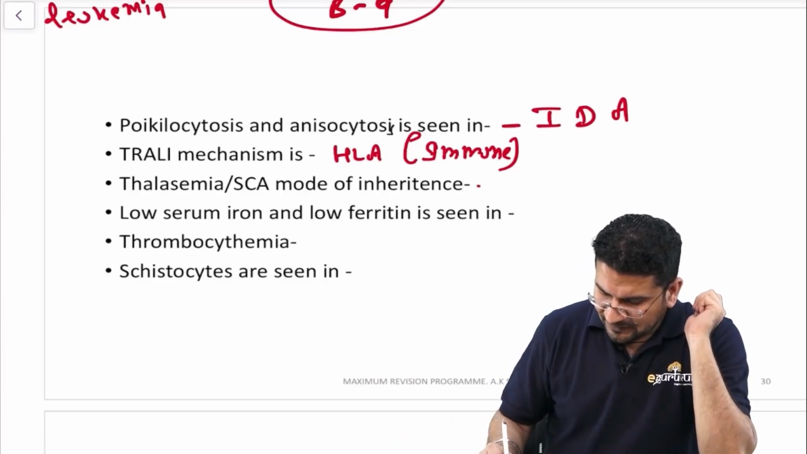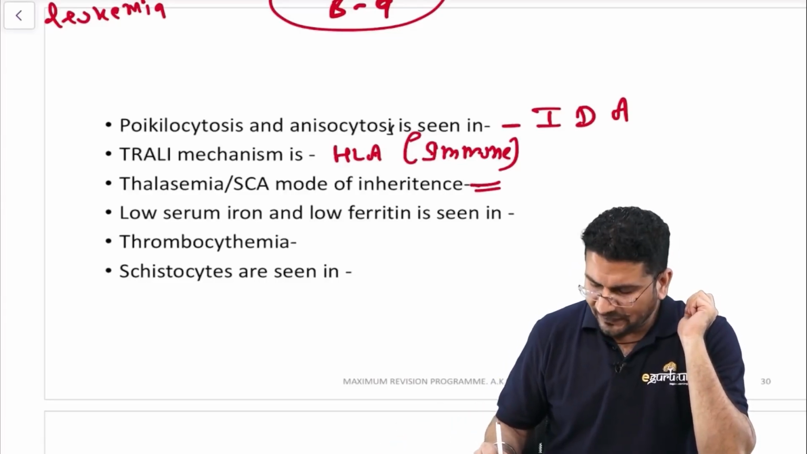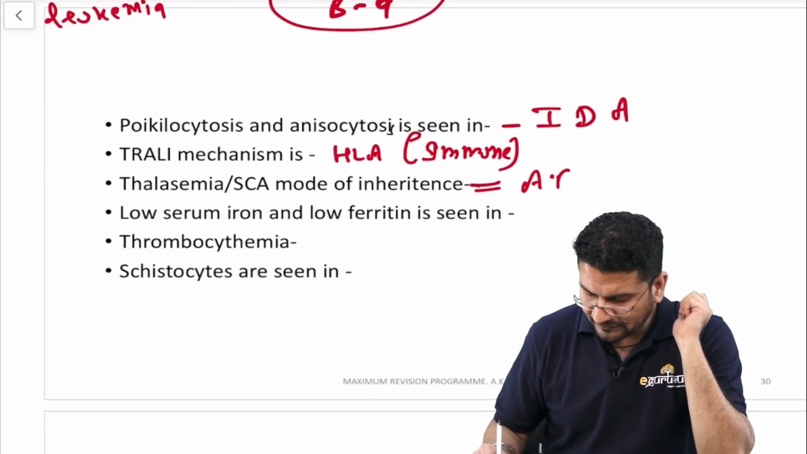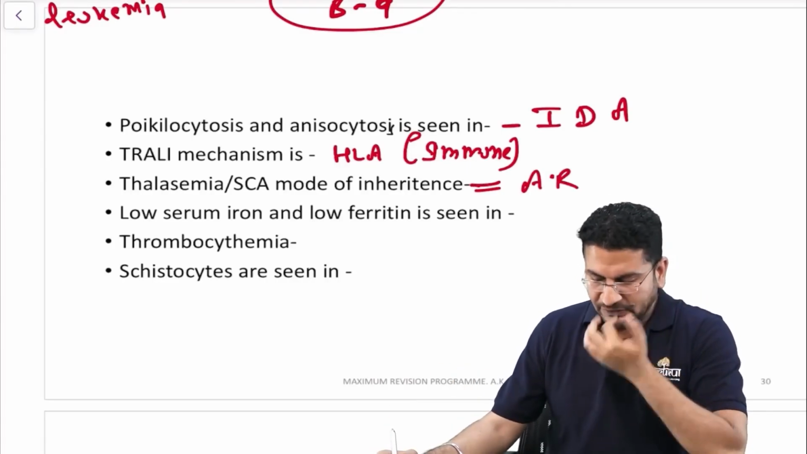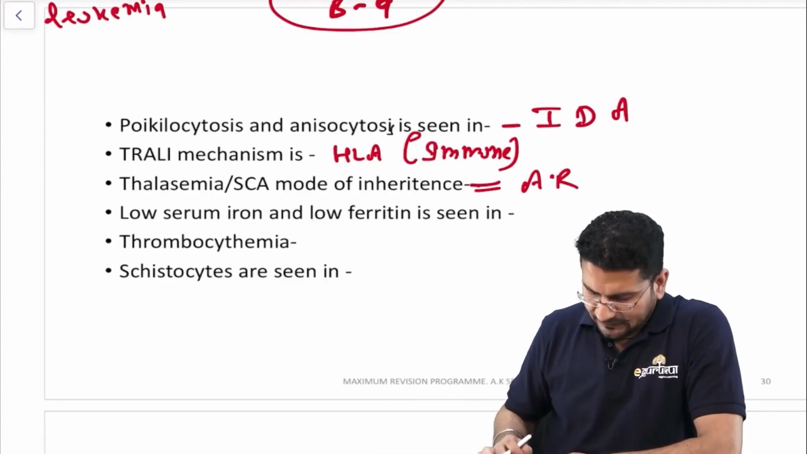Thalassemia, sickle cell anemia. So genetic overlap with medicine. If I say how they are inherited, the answer is autosomal recessive. Low serum iron, low ferritin is seen in... So let us solve these questions one by one.